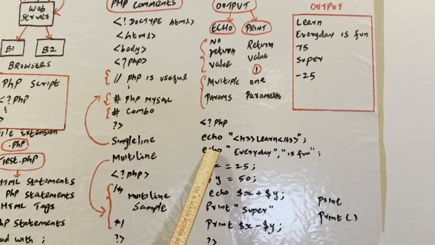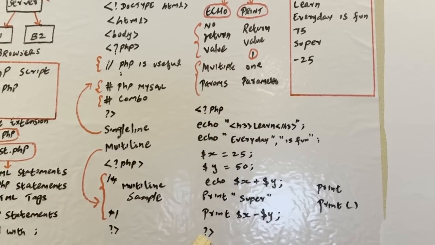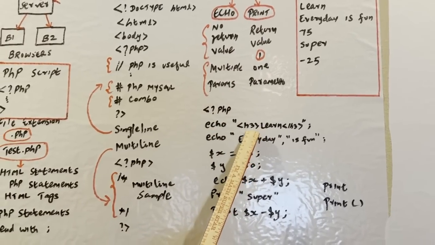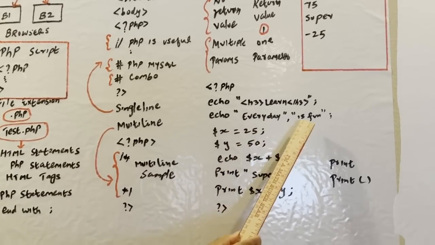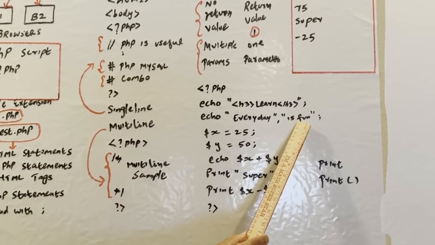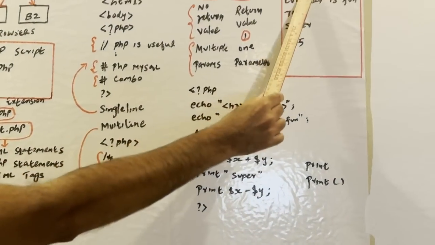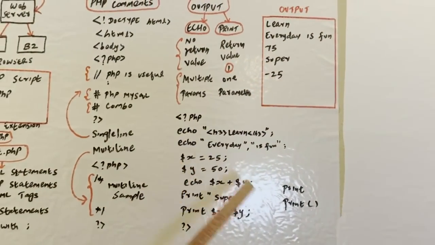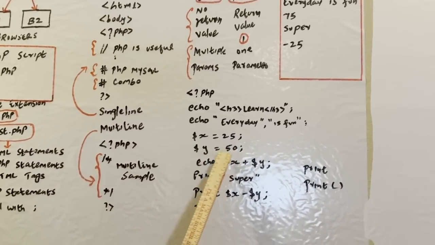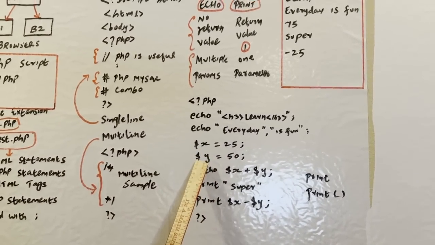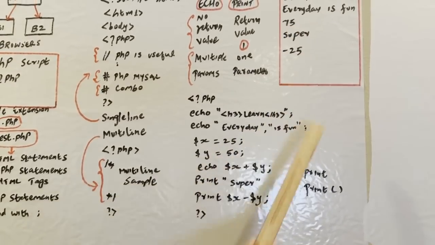Okay, this is another example of these echo and print statements. See those? Echo, you put an HTML tag, learn. Echo, every day is fun. 2 separate strings and it concatenates. See the output, learn, every day is fun. And you can put $, this is a variable. You're putting 25 in X, 50 in Y, 2 different variables. Echo $x plus $y, that is 75.